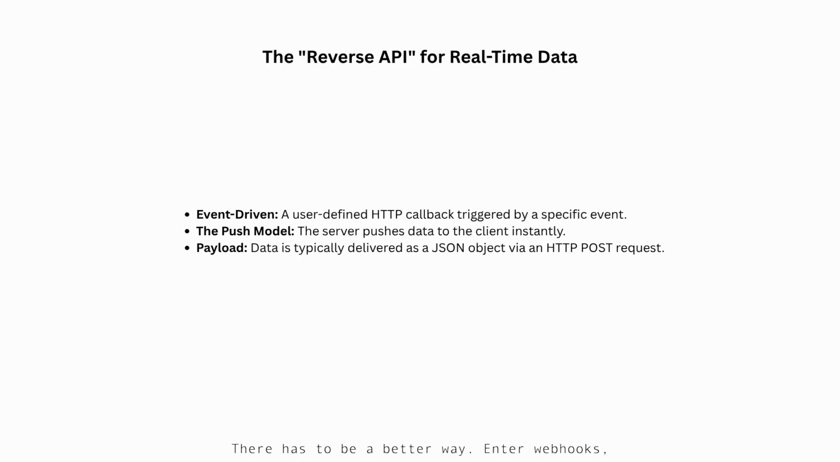Enter webhooks, often called a reverse API. A webhook flips the communication model. Instead of you calling an API to request data, you give the platform, like Stripe, GitHub, or Shopify, a URL endpoint on your server. You say, hey, don't wait for me to ask. Just post to this URL the exact millisecond an event happens. It's highly efficient and genuinely real time.